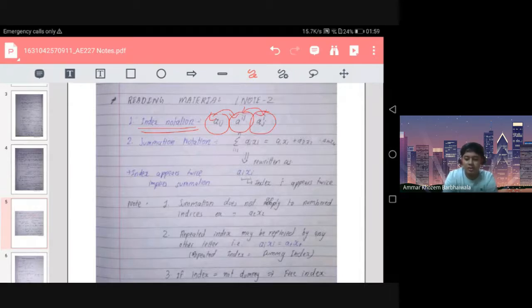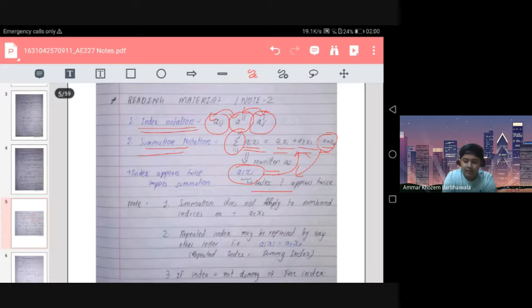There's also summation notation. Usually we use the sigma notation to denote summation, right? If I write a_i x_i with the sigma symbol, it means a1 x1 plus a2 x2 plus a3 x3. To have a convenient notation, there is the Einstein summation notation: if you write a_i x_i, that implies a sum. You are summing over all i, so you mean a1 x1 plus a2 x2 plus a3 x3 till an xn.